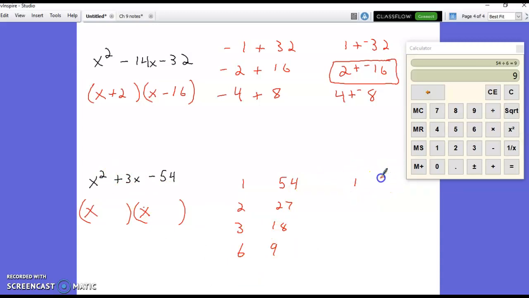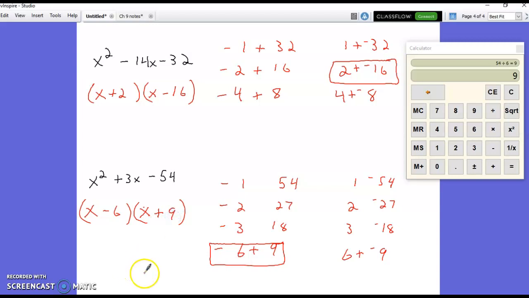I'm going to rewrite them again. 54, 2 and 27. Now you know it's going to be these combinations, but I'm just going through the process. So I normally wouldn't think I would see this from you guys. Remember, with a negative, one is positive, one is negative. And we know it's going to be one of these two. So which one of these two, negative 6 plus 9 or 6 plus negative 9, equals a positive 3? So when you do that, it's going to be this one. So my answer would be negative 6 and a positive 9, and that's my factored form.